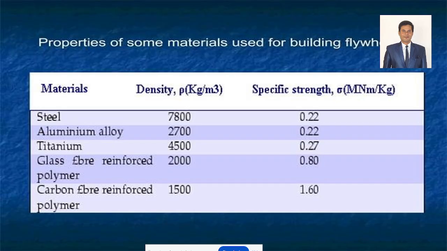If you take steel, the density will be 7,800 kg per meter cube. If you use aluminum, that is 2,700. If you use titanium, it is 4,500 kg per meter cube, right? If you use carbon fiber reinforced, it is 1,500. If you see the strength of those materials, the specific strength for steel is 0.22. For aluminum, it is 0.2, almost the same. For glass fiber reinforced, it is around 0.80, and for carbon fiber reinforced, it is around 1.60.